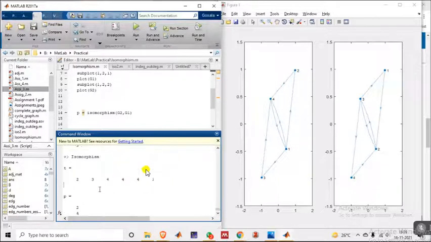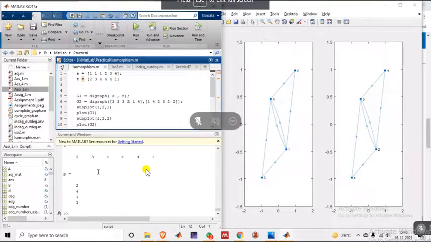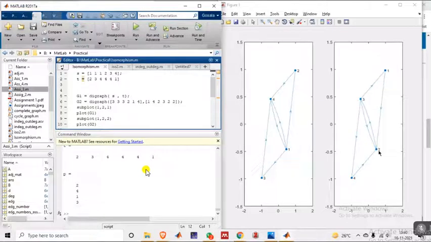Okay, so let me run it again. And 2 of graph 1, which is connected to 1, because this is the graph of 2, right? So 2 is connected to 1, is isomorphic to 1.